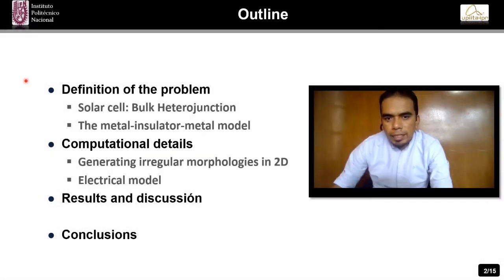To begin the discussion, I will start with the definition of the problem. What is a bulk-heterojunction solar cell, and how are they modeled? In the second part, I'm going to talk about the computational details, and then the simulation results will be presented and discussed. At the end, some conclusions will be given.